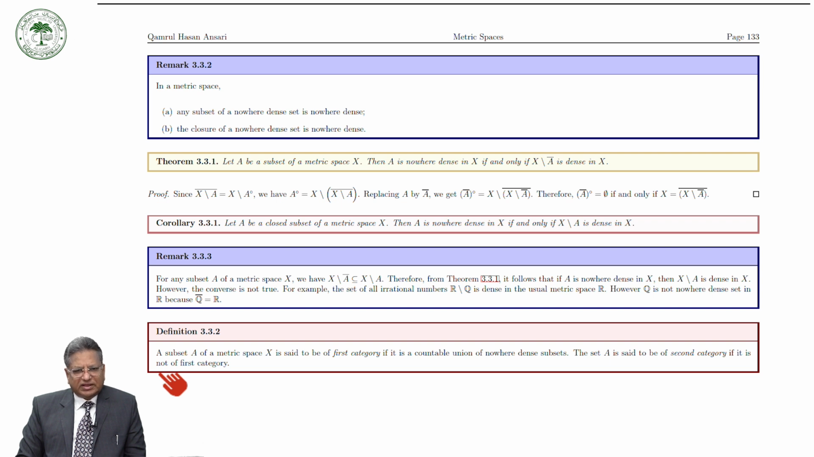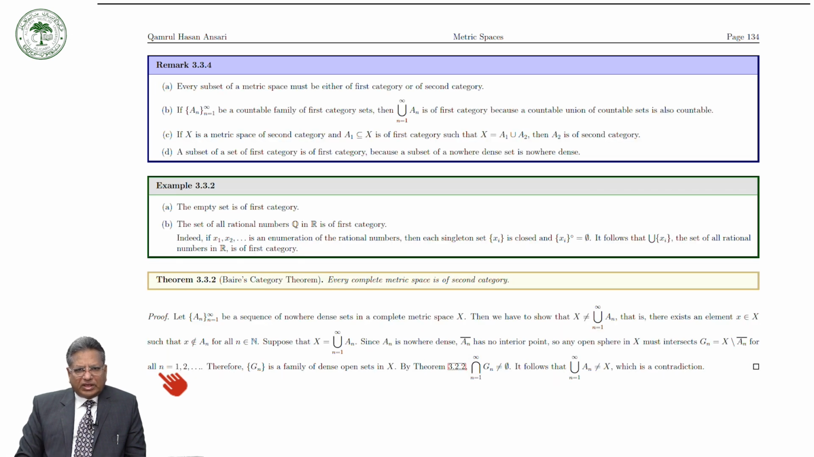First category means that it is a countable union of nowhere dense sets, or you can say that it can be written as a countable union of nowhere dense sets. So here are some more remarks. Every subset of a metric space must be either of first category or of second category. So it is a very, very important remark. It means that all the subsets of a metric space can be divided into only two categories, that is, first category and second category.